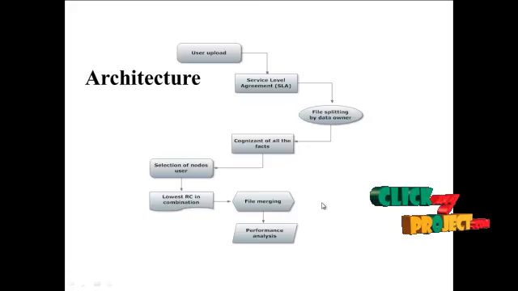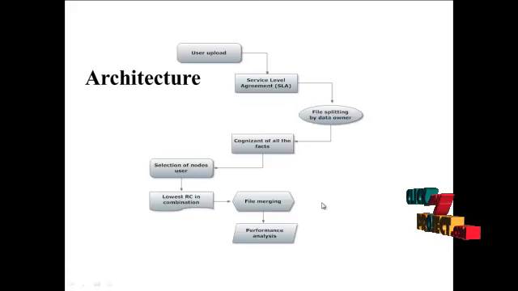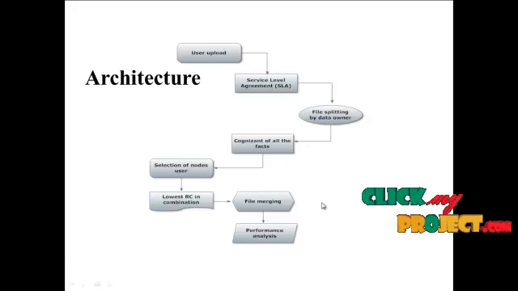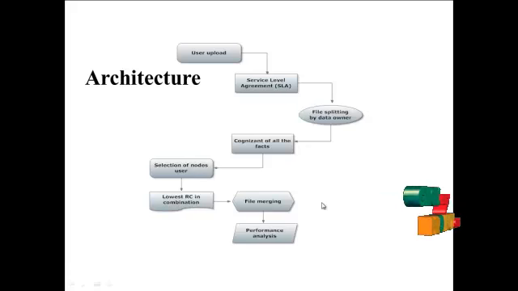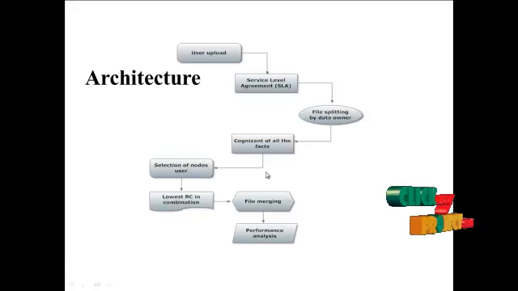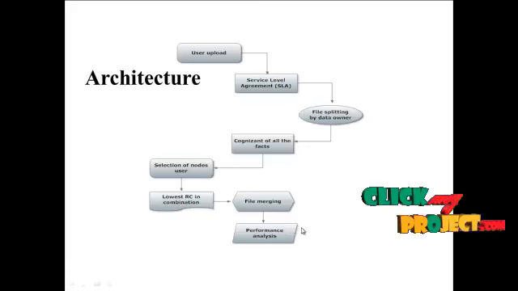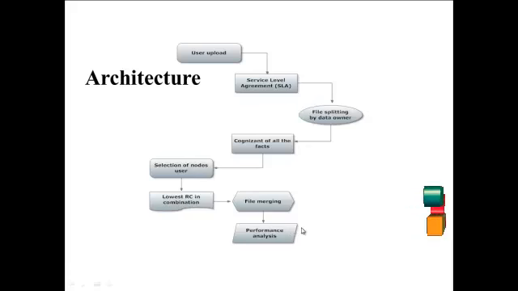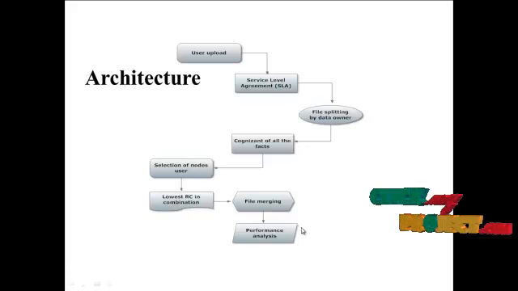When the user downloads the files, they will be merged, because we are not passing the data on a single router. Every router is passing split data. Finally, only the file merging operation needs to be performed. After the file merging, we analyze the performance, that means how to split the data using the duplex algorithm, which is used to calculate and analyze performance.